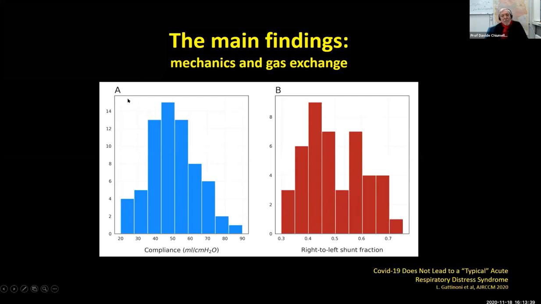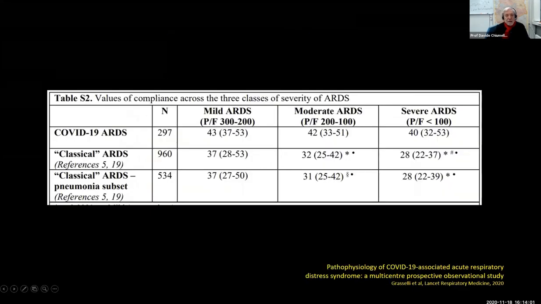Now, the combination of very good compliance and very severe hypoxemia, of course, under the big umbrella, maybe exists in ARDS, but with this kind of frequency, this is a specific disease with peculiar characteristics. At the beginning, you have this characteristic: flexible lung, severe hypoxemia. As an example, this is a Grasselli paper, and the authors claim at the end that typical ARDS and COVID ARDS are the same thing.